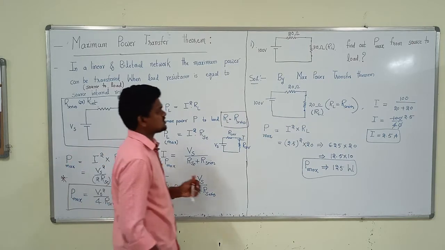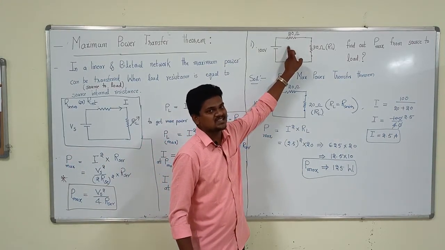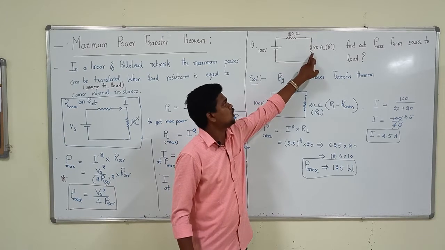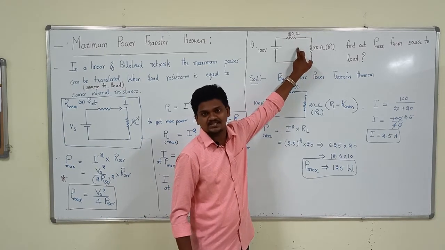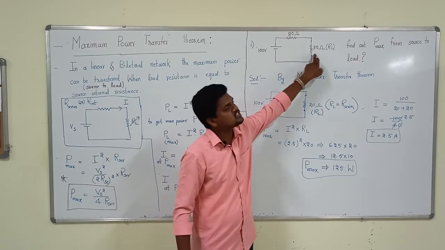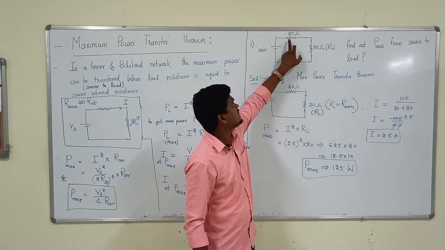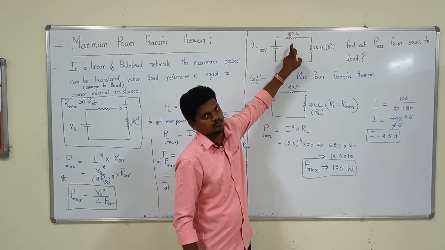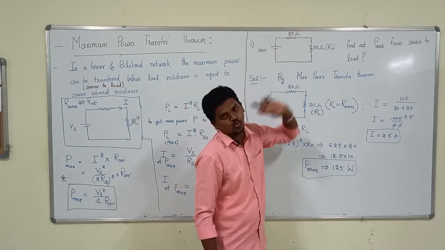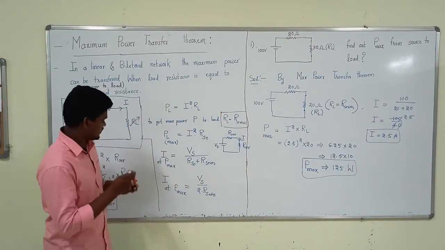So this is the procedure to find maximum power. Simply replace the load resistance with the internal resistance, then the maximum power is transferred from the source to this load. Some power will be taken by the 20 ohms resistor also, but our intention is source to load. Understand? This is the maximum power transfer theorem.